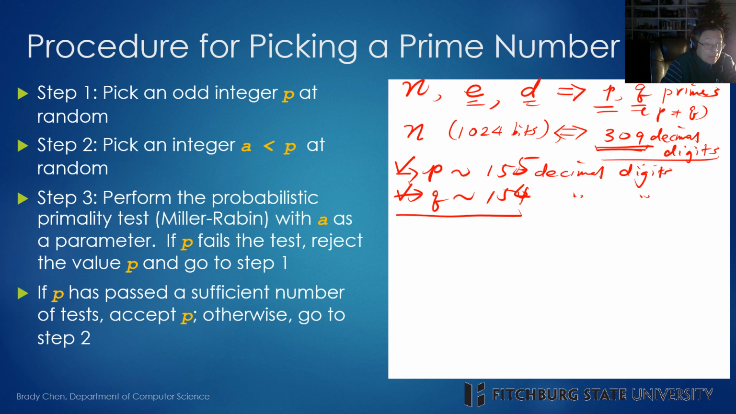So that's not possible. We actually introduced an approach called Miller-Rabin. The Miller-Rabin test starts by picking an odd number p. So we pick an odd integer p at random, and p should be big enough. We should generate a random odd number p of about 155 decimal digits, and then we randomly pick an integer a. Then we perform the Miller-Rabin test for a.